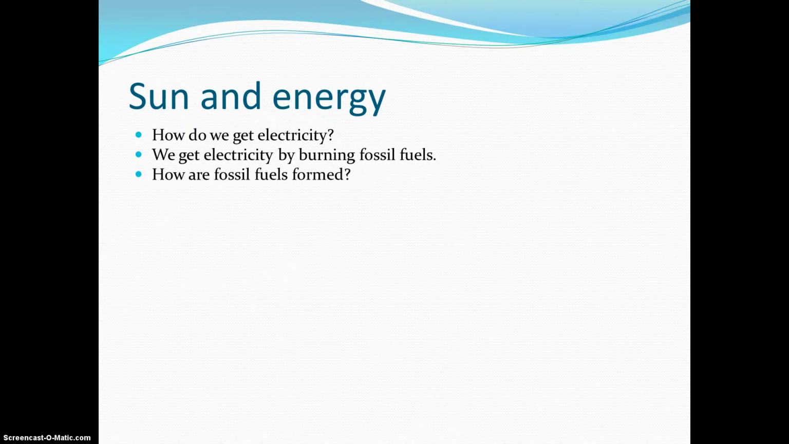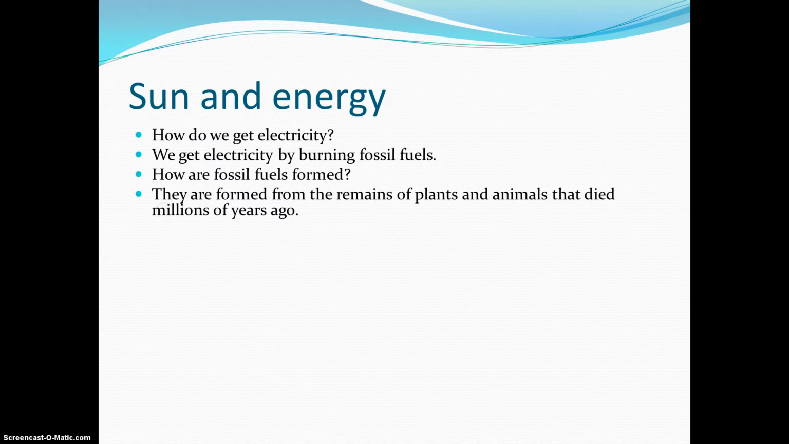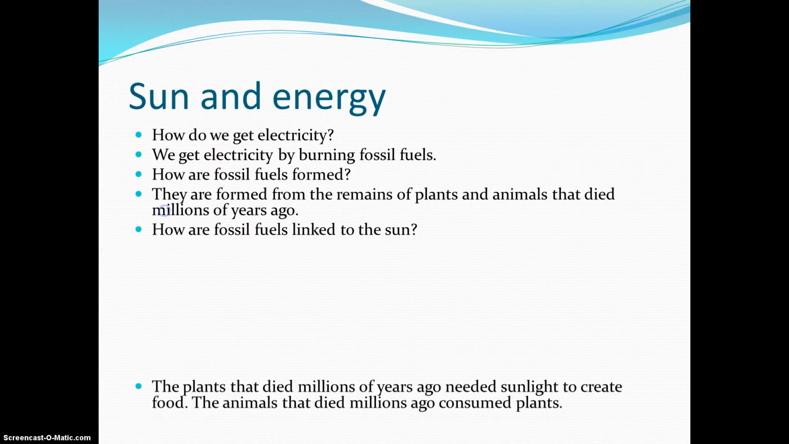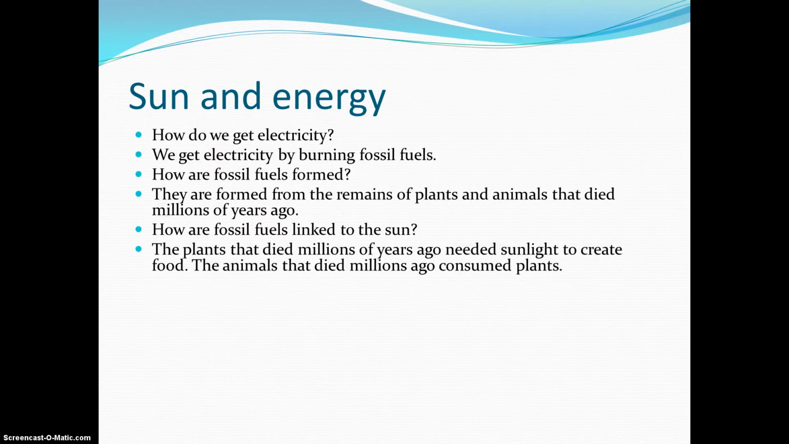How are fossil fuels formed? They are formed from the remains of plants and animals that died millions of years ago. How are fossil fuels linked to the sun? The plants that died millions of years ago needed sunlight to create food. The animals that died millions of years ago consumed plants.